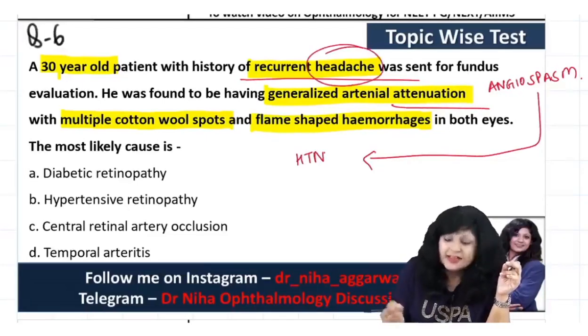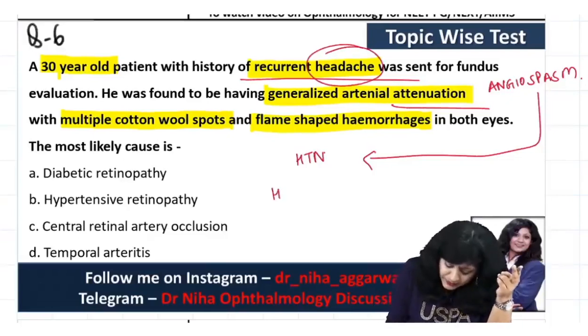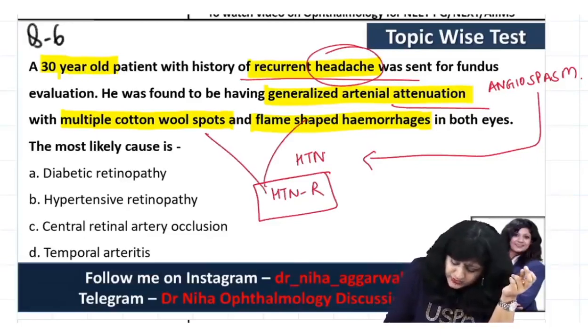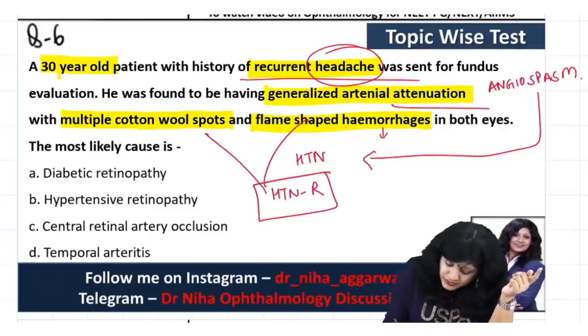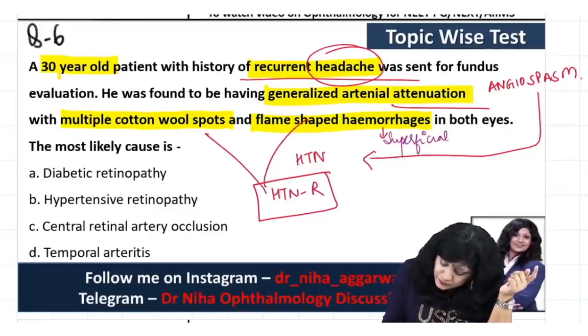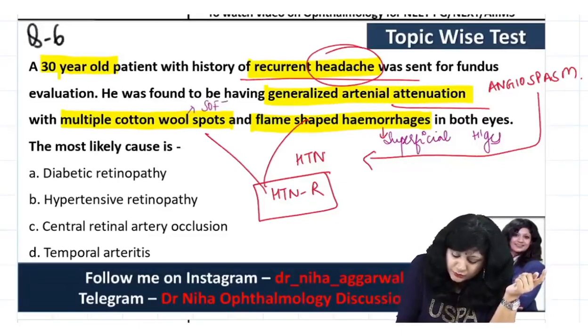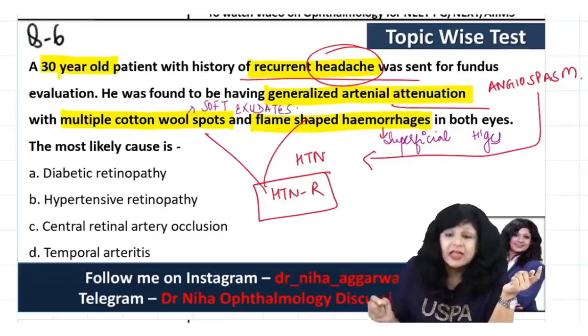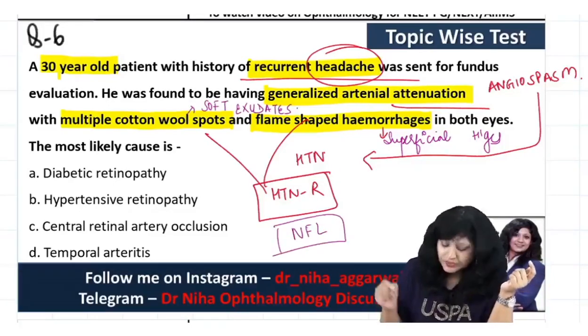Hypertension can lead to headache also, and there are two important features that you get in hypertension retinopathy. What are these two important features? The cotton wool spots and the flame-shaped hemorrhages. Flame-shaped hemorrhages are actually the superficial hemorrhages, while the cotton wool spots are actually the soft exudates, and both of them are present in the nerve fiber layer of the retina.